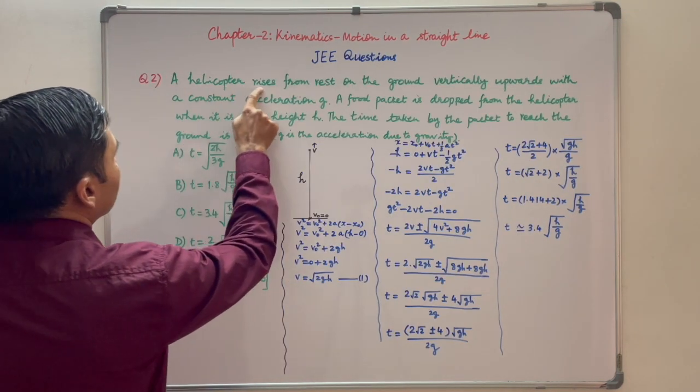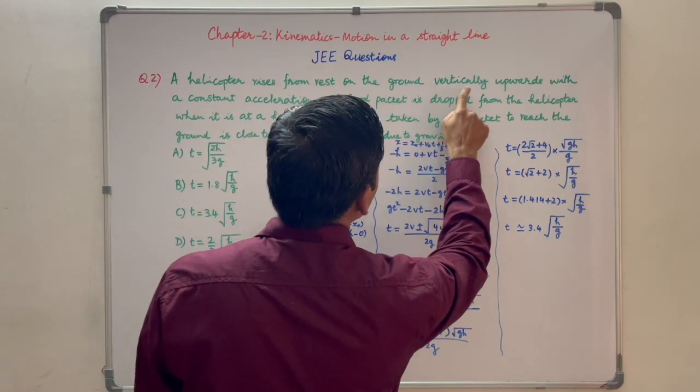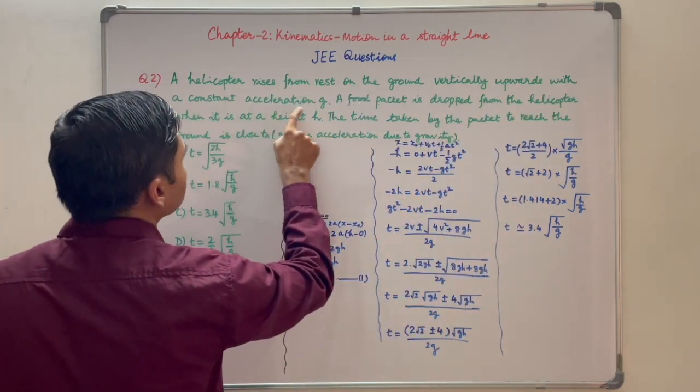Second question: a helicopter rises from rest on the ground vertically upwards with a constant acceleration g.